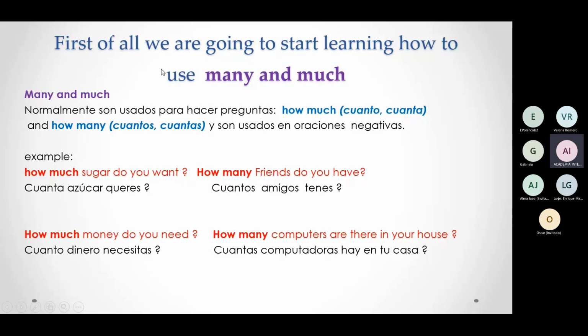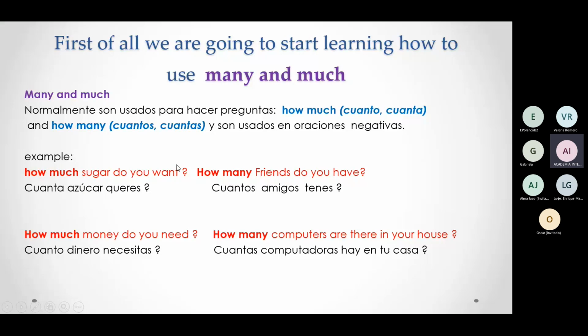The first example, can somebody help me out reading the first one, please? This one. The first sentence. A volunteer. Hi, teacher. Okay, go ahead. How much sugar do you want? Well, that is a question, right? Because at the end we have a question mark. But if you pay attention to the sentence, we use how much.